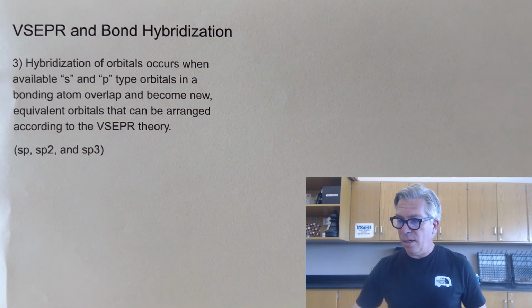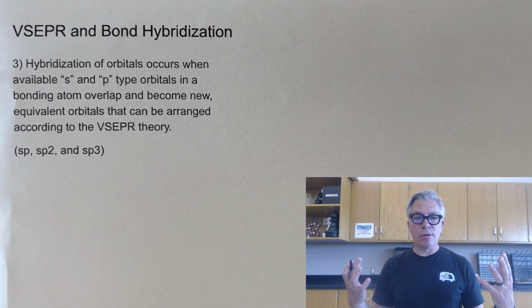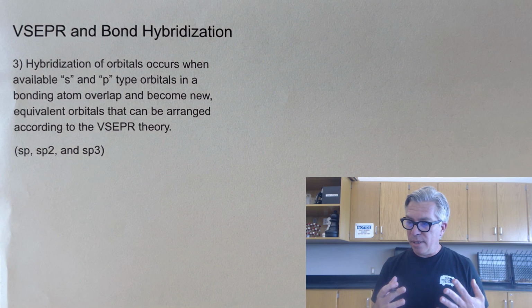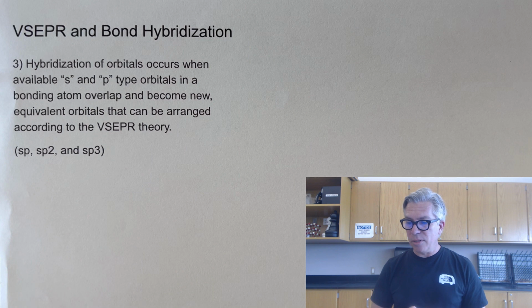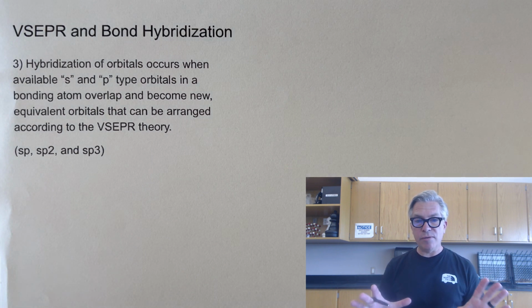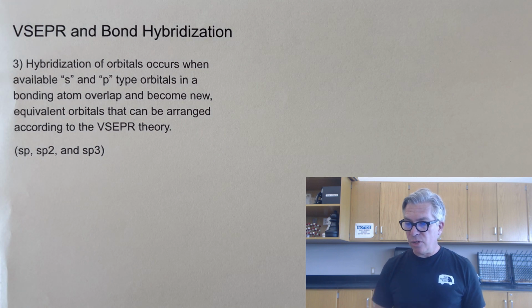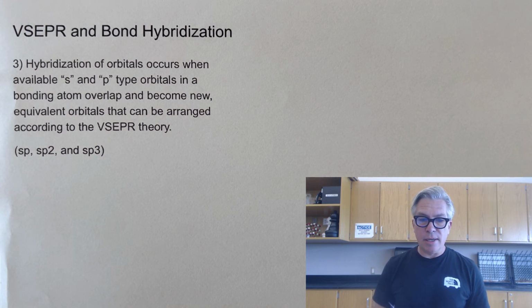Hybridization is, I like to use the word morphing. And it occurs when available S and P type orbitals in bonding atoms overlap and become new equivalent orbitals. And that can be arranged according to the VSEPR theory. All right, here's what's going to happen.